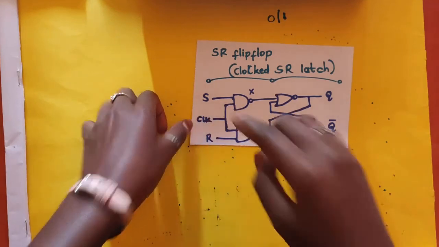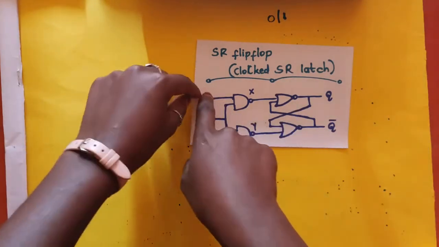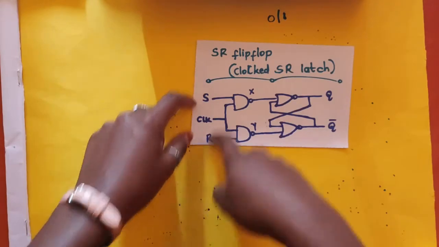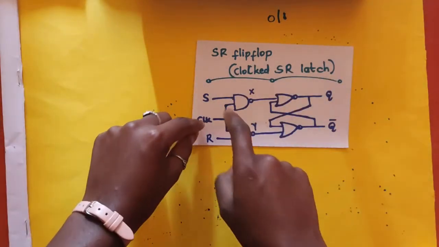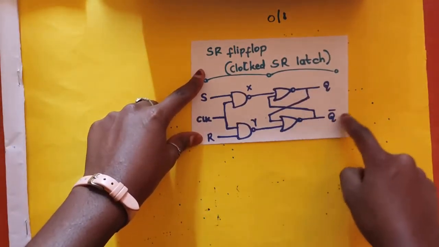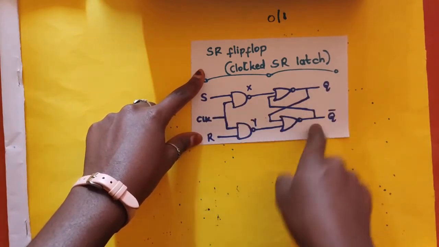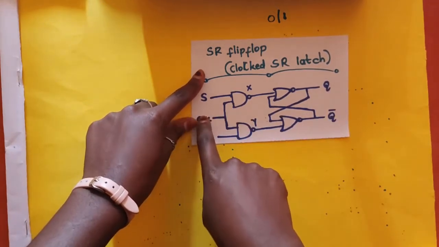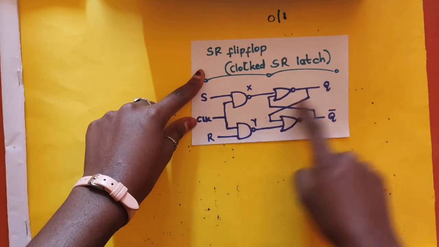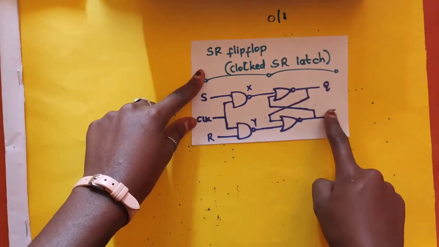When the clock is low, regardless of whether you're inputting, setting, or resetting, it doesn't matter. The memory will always save the last state. Nothing will change in your circuit. So when the clock is low, whatever you do to this does not matter because it will not affect the output.